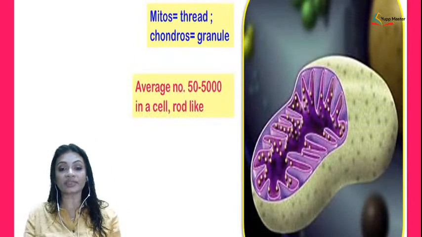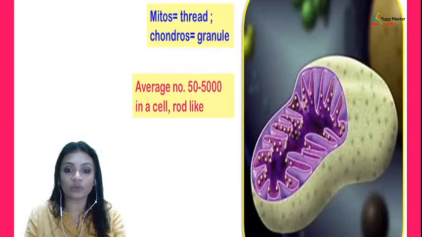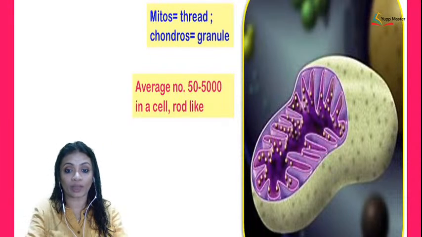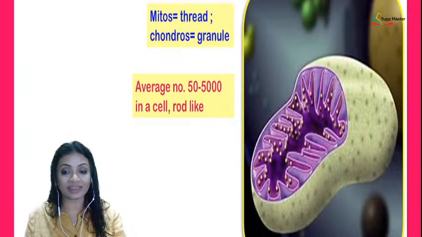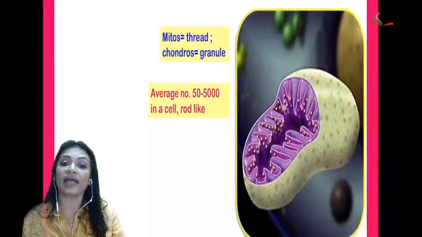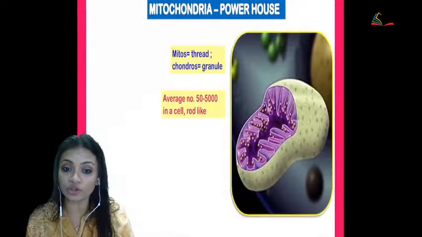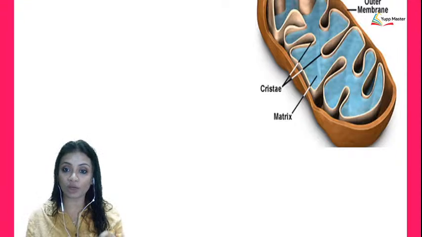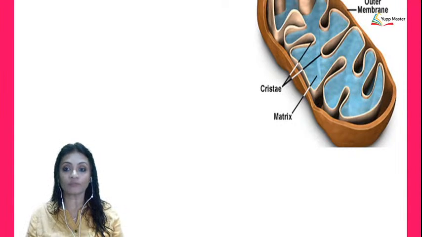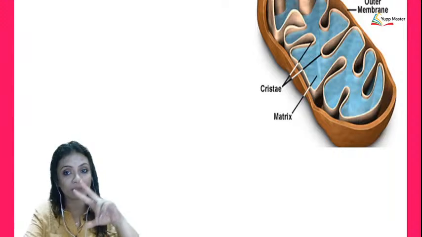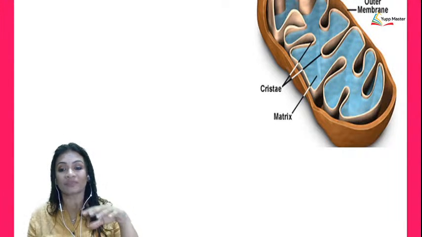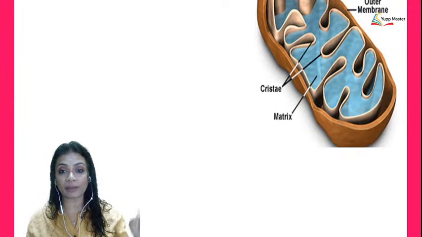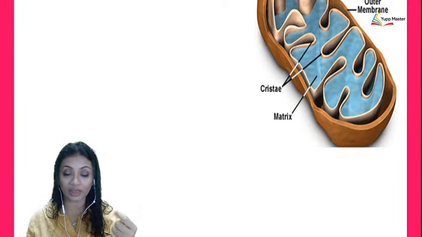We see that in each cell there are around 50 to 50,000 mitochondria present. They are rod-like structures, and these rod-like structures are the ones which are going to be generating the energy. So these mitochondria are rod shaped, small granular structures. Also, if you see here, the mitochondria have two membranes. Which are those membranes? There is an outer membrane which you can see in the dark brown color, and then there is an inner membrane which you can see in the light brown or creamish color.